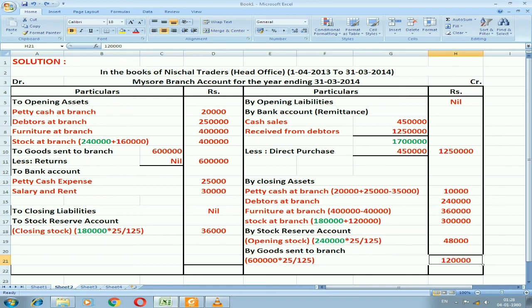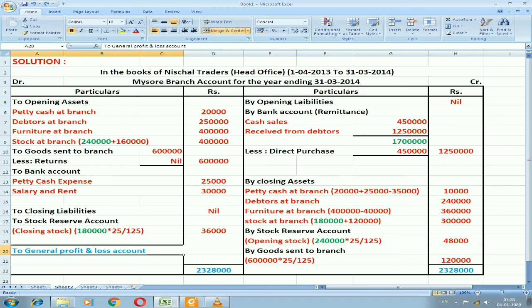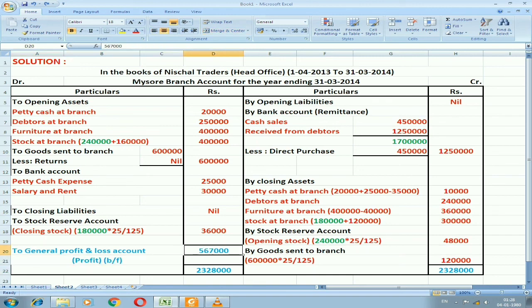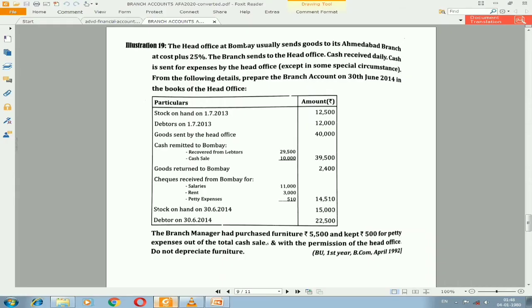So if you do the total, the more will come on the credit side, that is 23,28,000. The same total on the debit side. Then we'll get the missing information as the general profit and loss account, that is profit, with the amount of rupees 5,67,000. I hope you guys have understood these two illustrations.